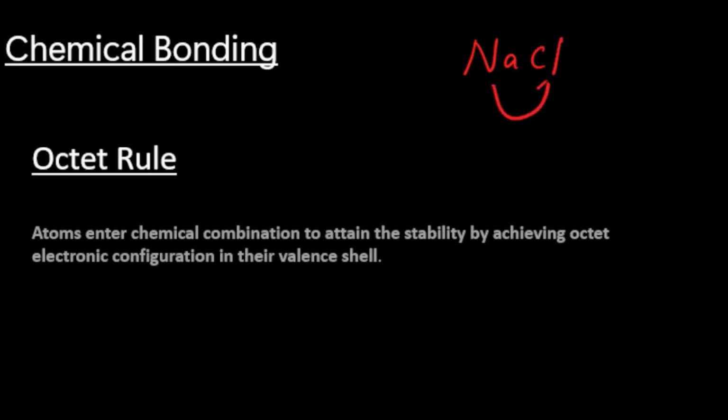So in the case of sodium chloride, sodium and chlorine enter into chemical bonding to attain stability by octet electronic configuration in their valence shell. So how do they reach this octet in their valence shell? There are different ways to achieve octet electronic configuration that we will discuss in later classes.